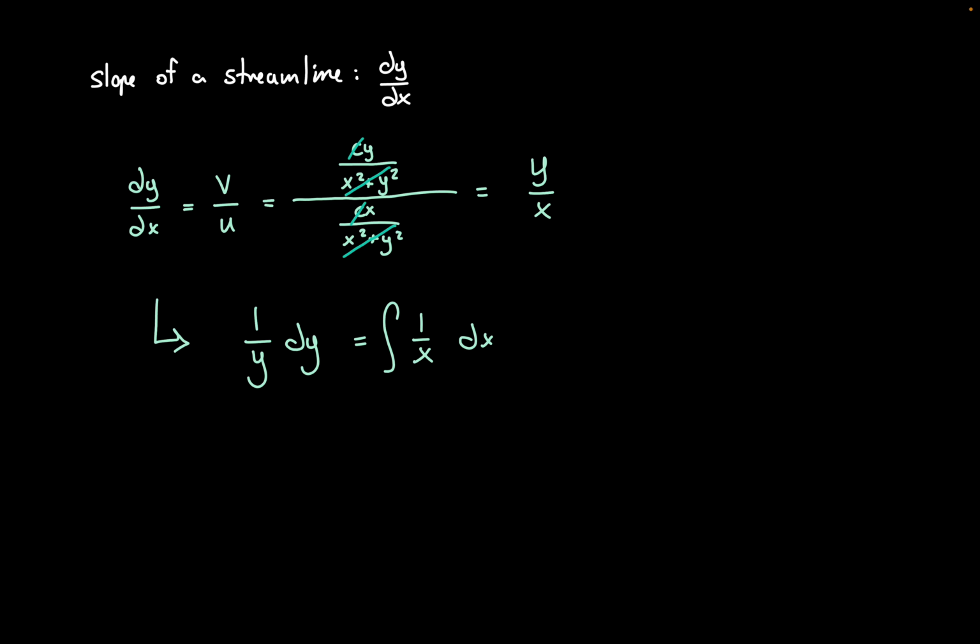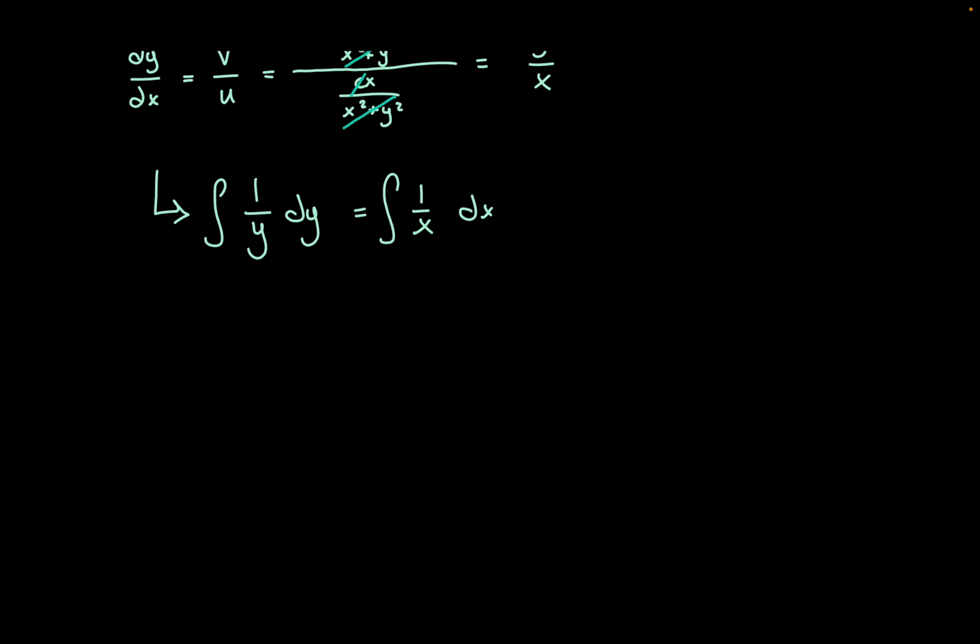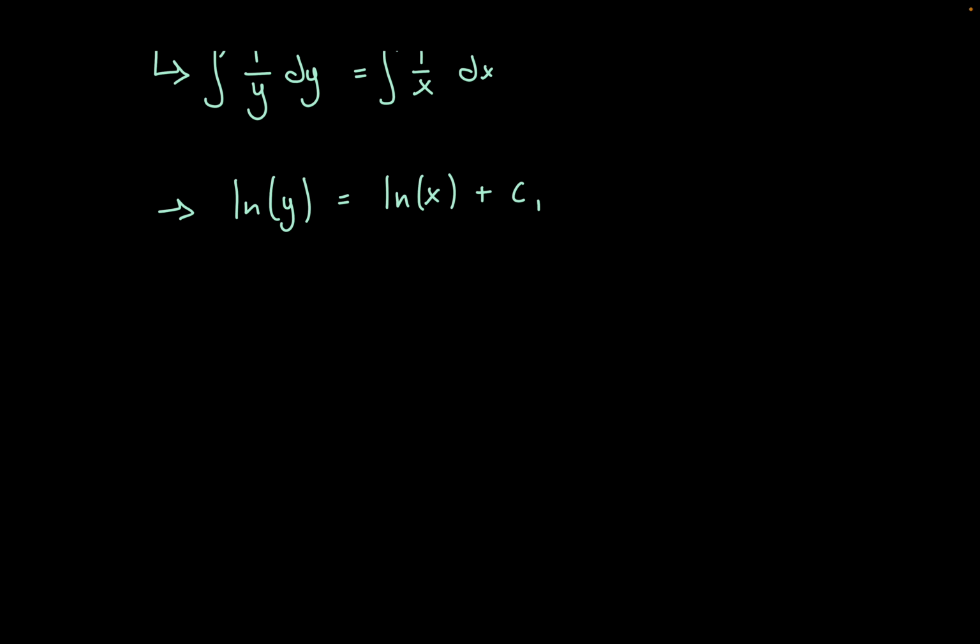So now we can do an indefinite integral on both sides. And then what we will be left with is the natural log of y is equal to the natural log of x plus some constant c1. Now c1 is essentially the combination of the constant we get from the integration on the right-hand side minus the constant that we get on the left-hand side, because constant minus constant still gives you a constant. So we can just summarize that as c1.